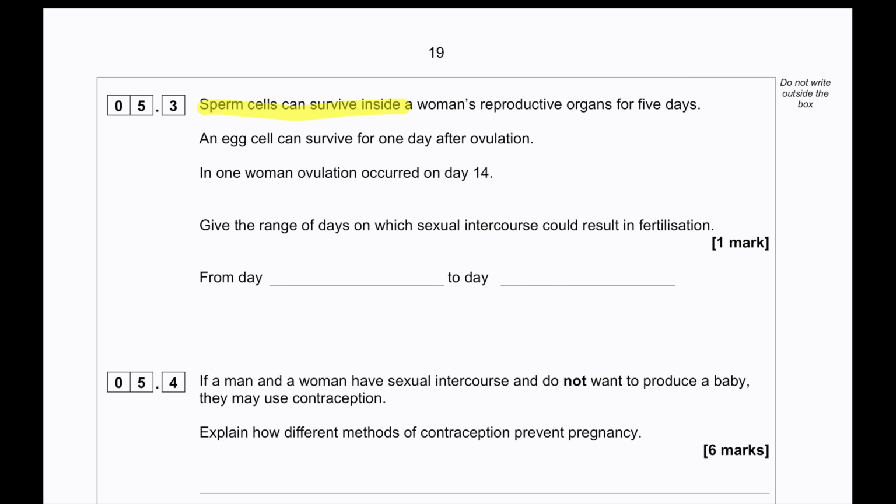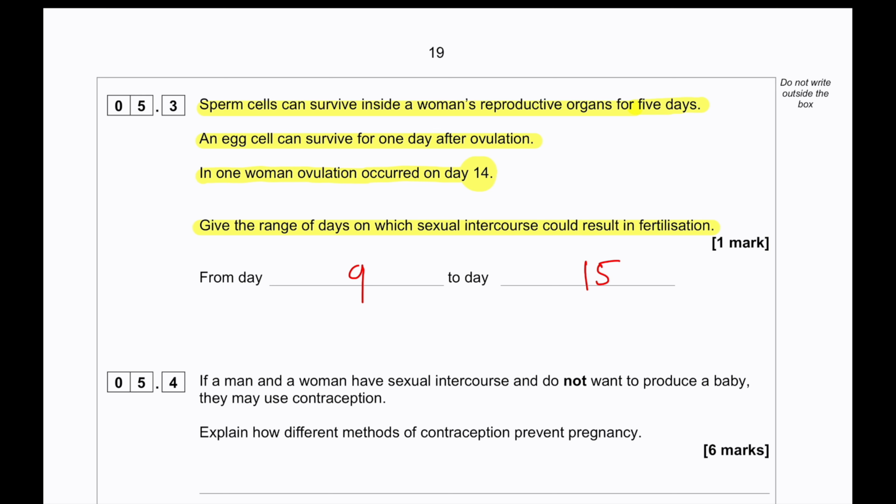Sperm cells can survive inside a woman's reproductive organ for 5 days. An egg cell can survive for 1 day after ovulation. In one woman, ovulation occurred at day 14. Give the range of days on which sexual intercourse could result in fertilization. From day 9 to day 15.